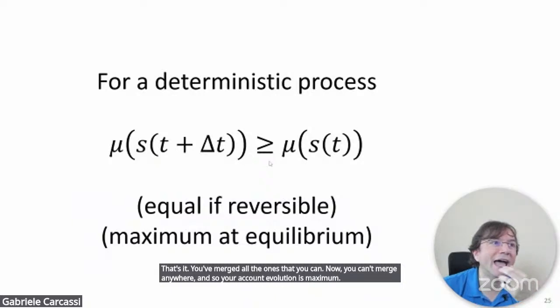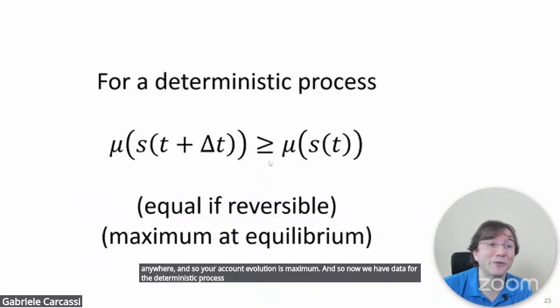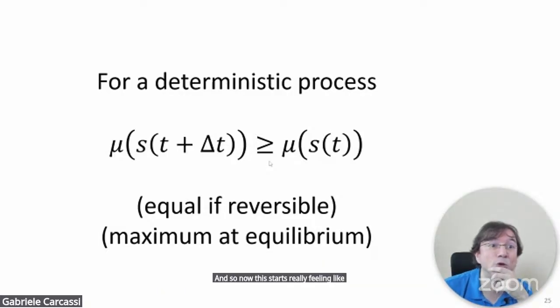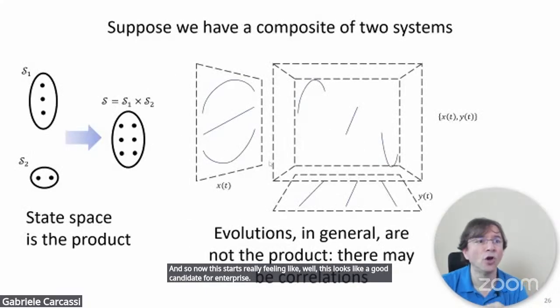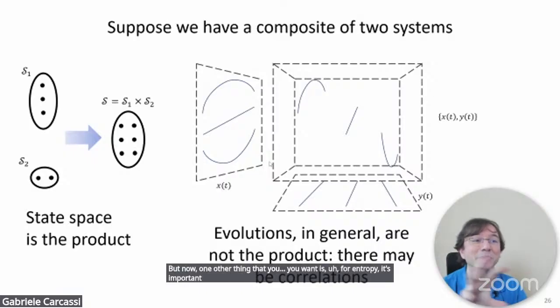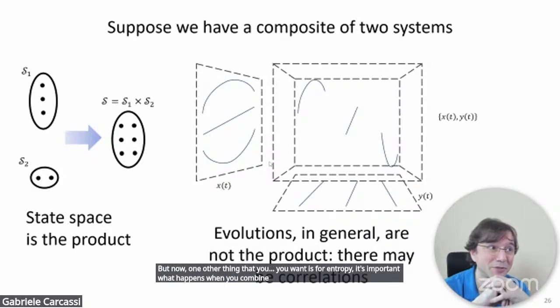And so now for the deterministic process, we have the count of states. Not only can it not decrease, and it is equal for a reversible process, but it's also maximized at equilibrium. And so now this really starts feeling like a good candidate for entropy. But one of the things that you want for entropy, and it's important, is what happens when you combine the subsystems together.